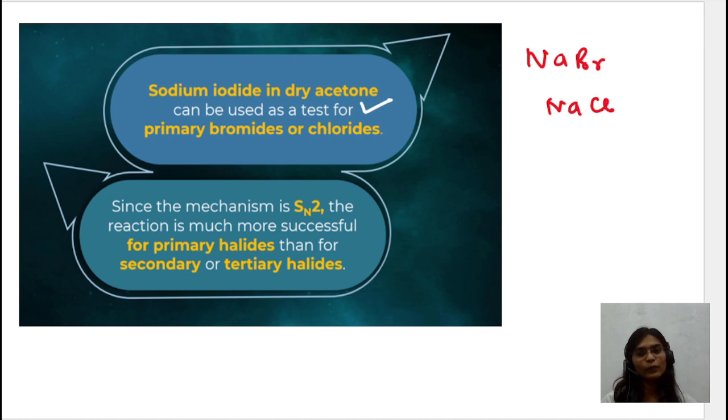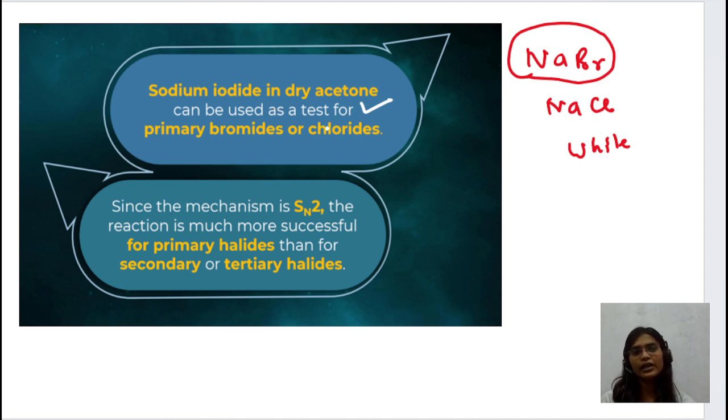Most of the time, when chlorine comes into the picture, which color are we getting? White or yellow? White color, right? So yes, the white color is there, and you can compare it with the salt. If we get a white precipitate, it is confirmed to be NaCl, and we can check it for NaBr as well.